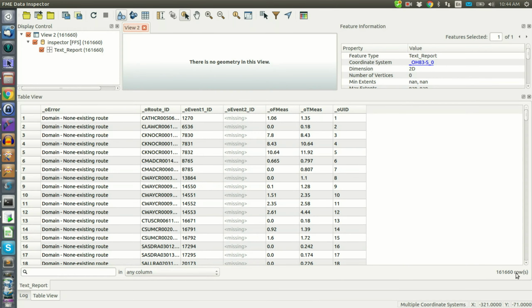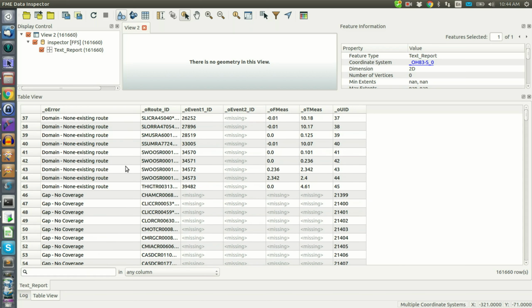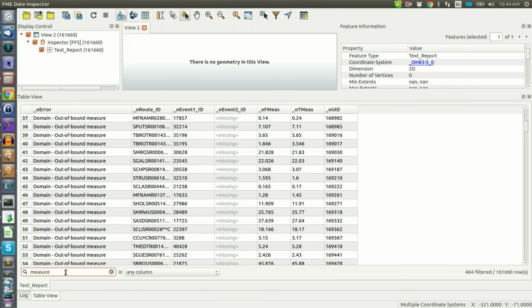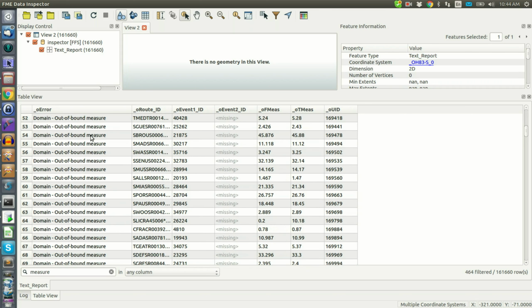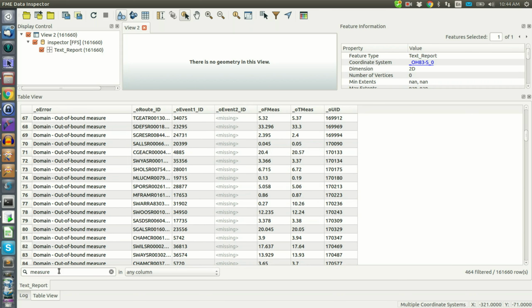Here is the report in tabular form. A quick check shows we have some domain and gap violations. In fact, we have both types of domain violations: events having no corresponding routes, and events living beyond the measure limits of their corresponding routes.